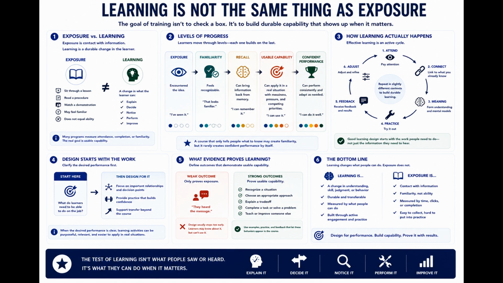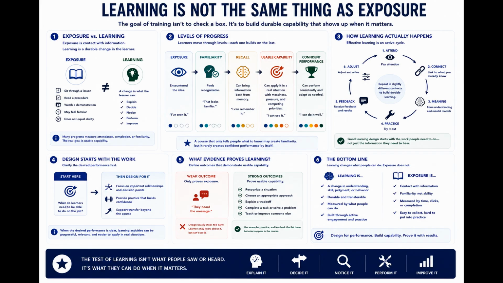Learning is not the same thing as exposure. A person can sit through a lesson, read a procedure, or watch a demonstration and still be unable to use the idea later. In practical terms, learning means a durable change in understanding, skill, judgment, or behavior. Something has changed in what the learner can explain, decide, notice, perform, or improve. That difference matters because many training programs accidentally measure attendance, completion, or familiarity when the real goal is usable capability.